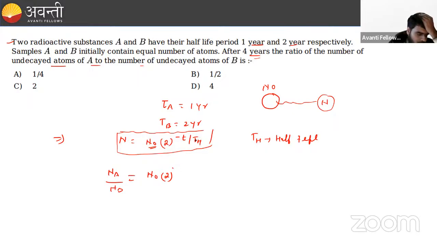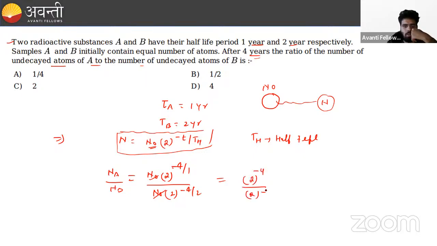What we can write down here, this will become minus 4 upon 1. Again, N naught 2 raised to power minus 4 upon 2. N naught cancels out from here. So what we can write down here, guys, is 2 raised to power minus 4, and this will become 2 raised to power minus 2. We can say this will become 2 raised to power 2.